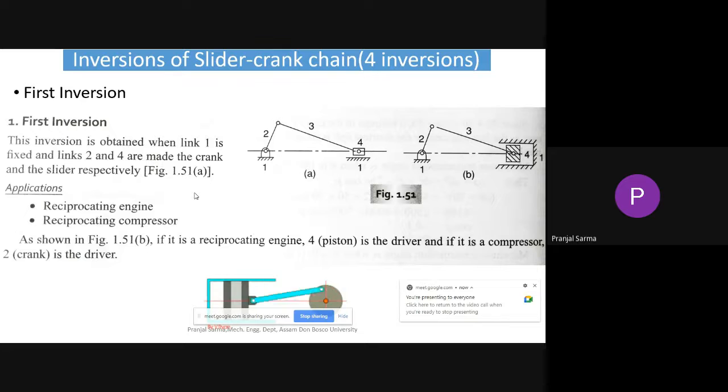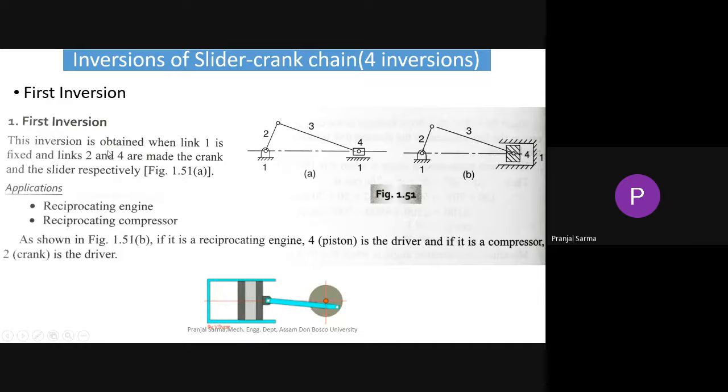Okay, so now this is the basic diagram that we have done. This is the first inversion of the slider crank chain. Once again, we have four inversions here. How do we get them? This first inversion is obtained when link one is fixed. You should not remember it as first inversion by fixing link one, second by fixing link two, and so on. But you must remember which one we have considered as link one. Right now we are considering the normal fixed link that we initially discussed, that is link one. So link one is fixed, and link two and link four are the crank and the slider respectively. That means it's the normal slider crank mechanism we are talking about.